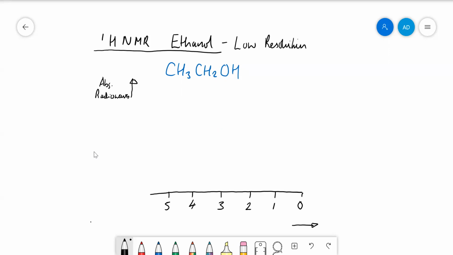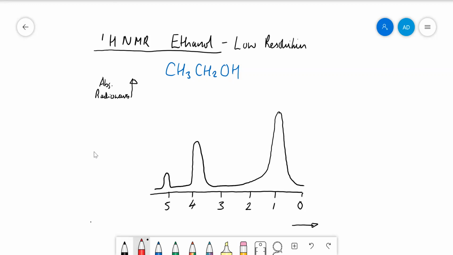So if you look at the spectrum of ethanol, you see something like this. You'll see 3 peaks, because if you look at the structure, you've got 3 different proton environments here. These 3 protons are all in the same environment, you've got those 2 there, and you've got the one from the alcohol. That's a separate environment.